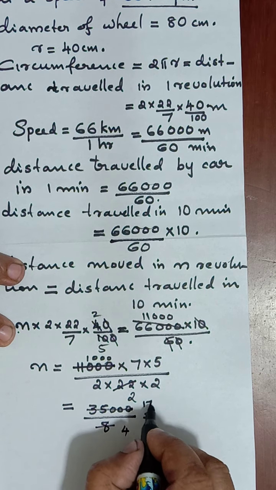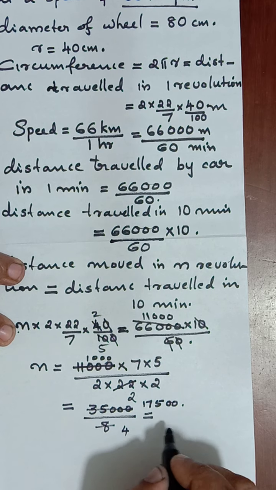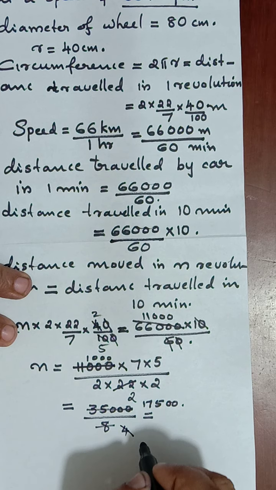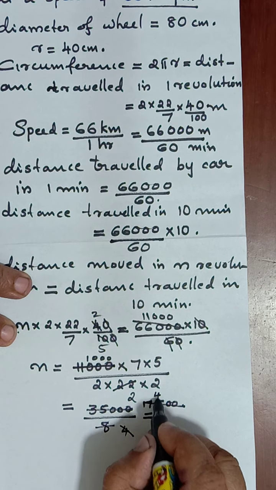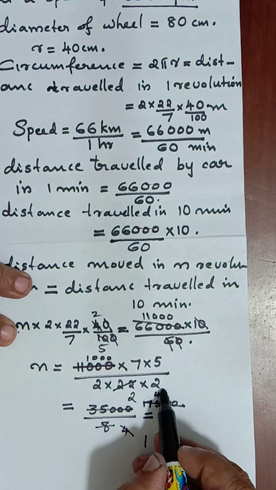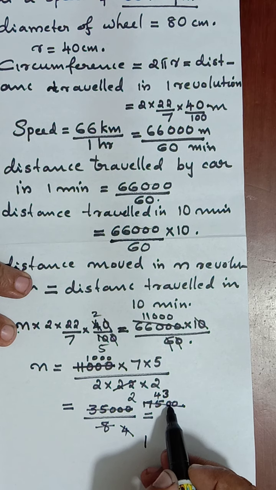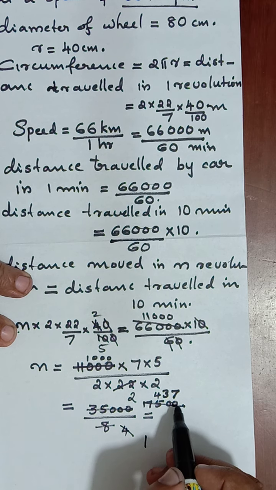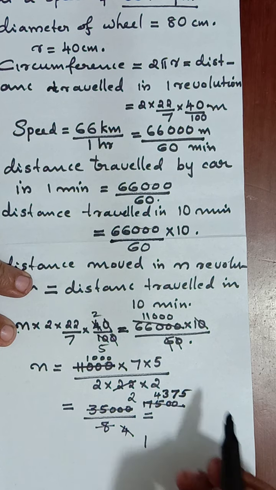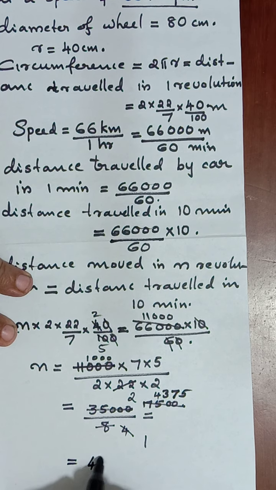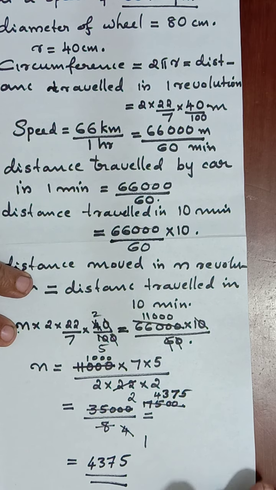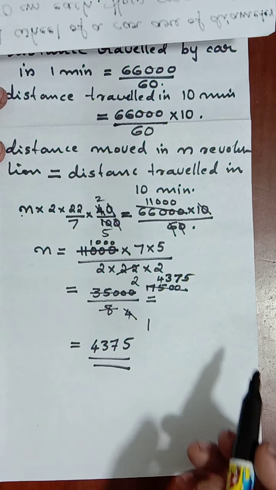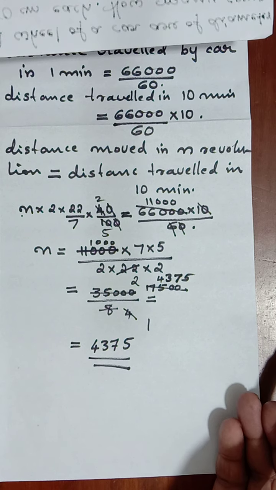Here it is 17500 by 4. If you divide, by 4 we can cancel, 4 1 time, 4 4s are 16, 15 comes, 4 3s are 12, 3 remainder, 13, 4 7s are 28, then comes 20, now comes 5 4s are 20, 4375 rotations it makes. 4375 rotations in order to reach 66,000 meters.